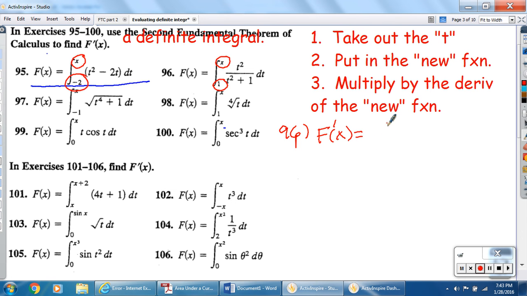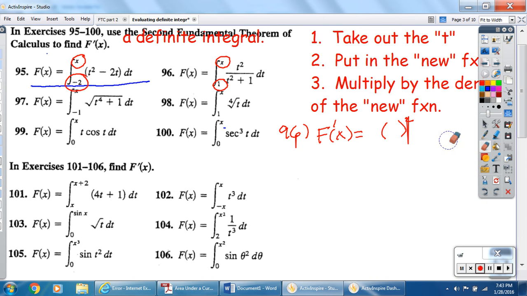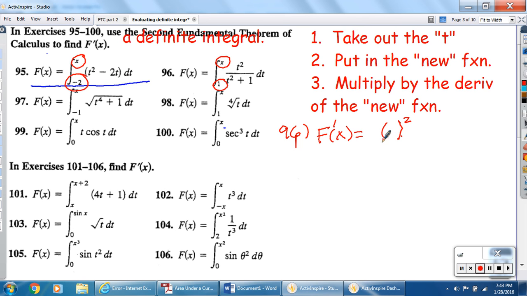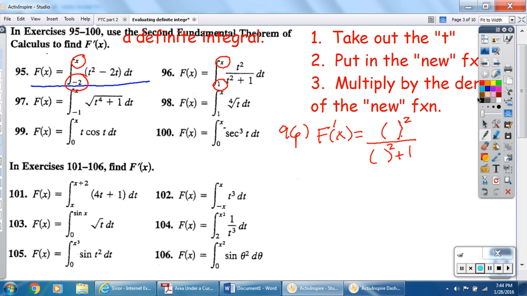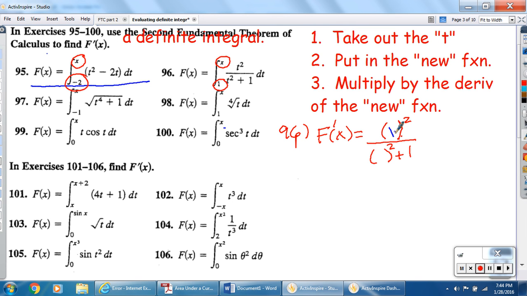So we're going to take out the t, so we have t squared over t squared plus 1. That's the first step. Second step, put in the new function. The new function is x, and everywhere that there's a t, we're going to put in that x. And then the third step is to multiply by the derivative of the new function.